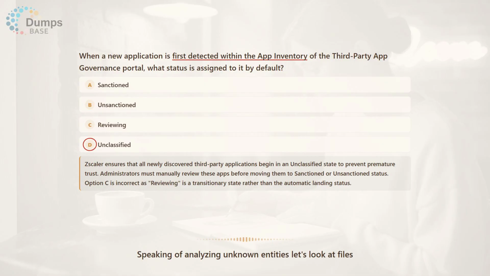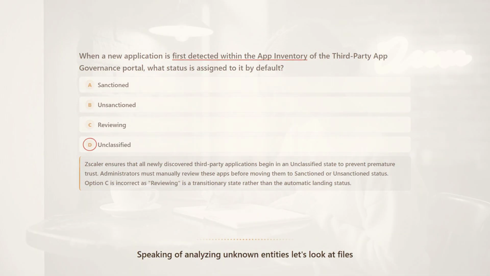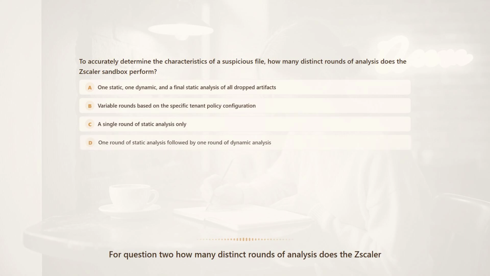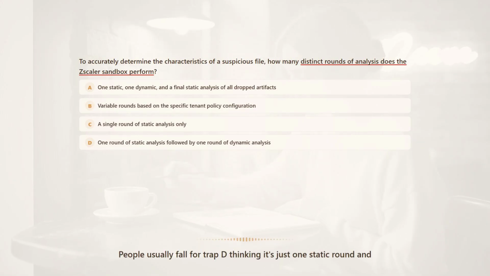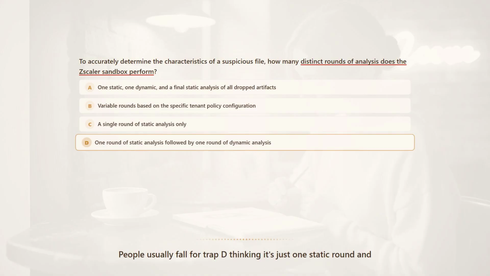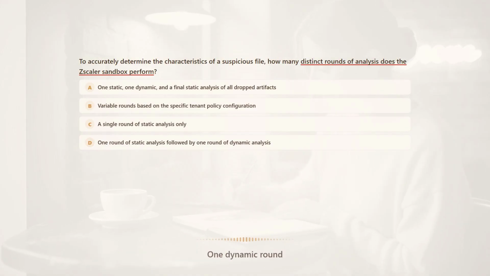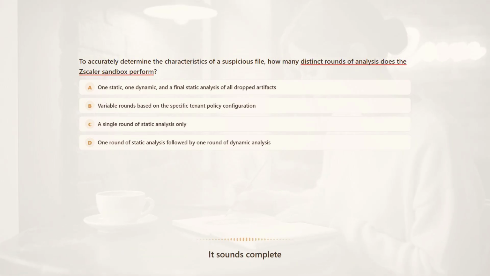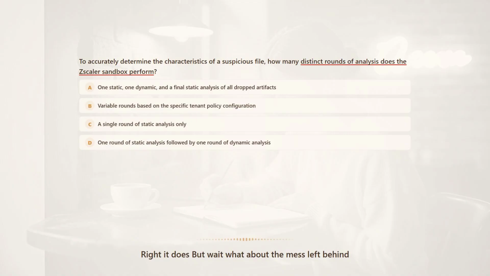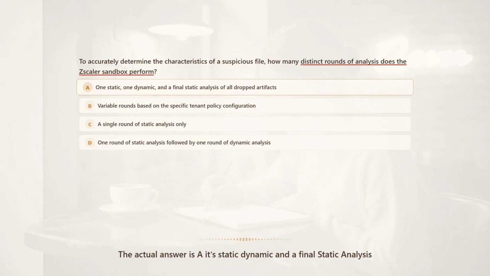Speaking of analyzing unknown entities, let's look at files. For question 2, how many distinct rounds of analysis does the Zscaler sandbox perform? This is a tricky one. People usually fall for trap D, thinking it's just one static round and one dynamic round. Like you look at the code, then you execute it in a safe room. It sounds complete. Right, it does. But wait, what about the mess left behind? The actual answer is A. It's static, dynamic, and a final static analysis.